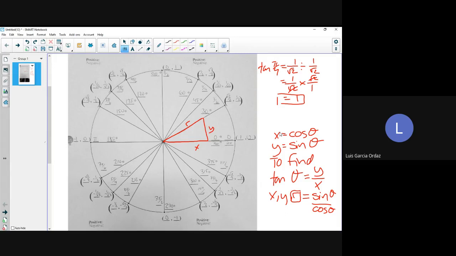Okay. So, as we can see, this is quadrant 1, 2, 3, and 4. Everything still holds true with the CAST rule. Positive are going to be sine and cosine, and tan, but we're just focusing on cosine and sine because that's what the unit circle is focusing on. In quadrant 2, what would be our positive trig ratio?